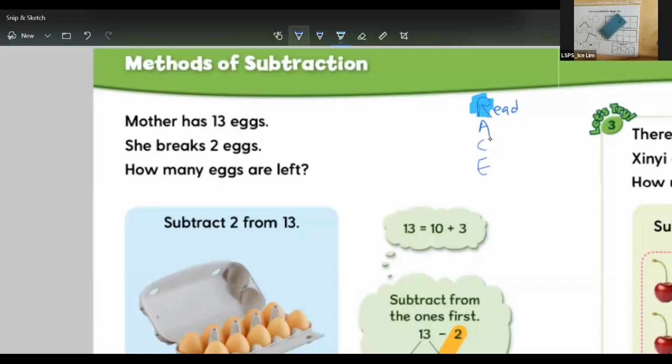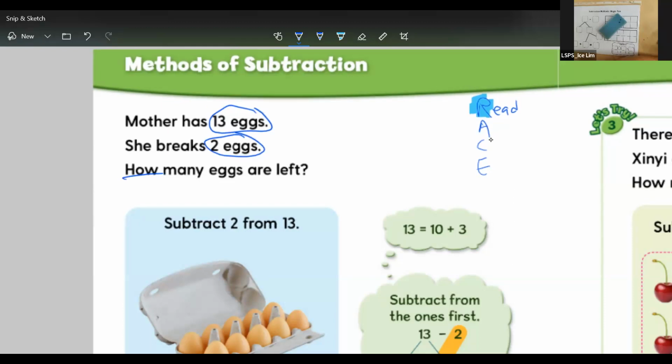She has 13 eggs. She breaks 2 eggs. How many eggs are left? Let's take a look at this. Do the same action as we have been doing previously. We always circle the important clues and state what action we need to do. How many left? Now, after I read, let's look at the egg story that's shown here.